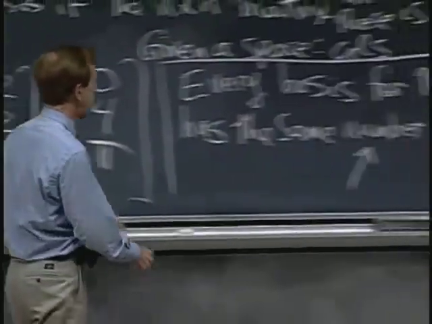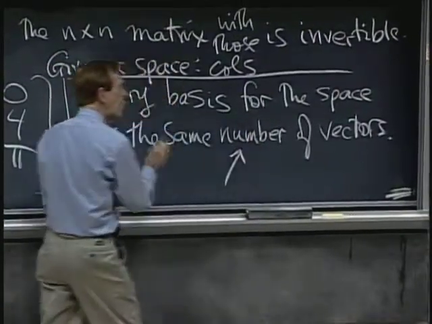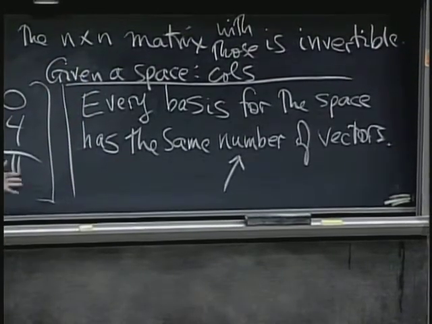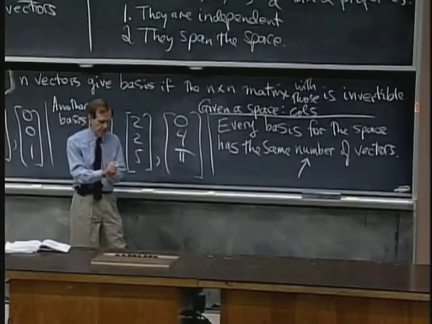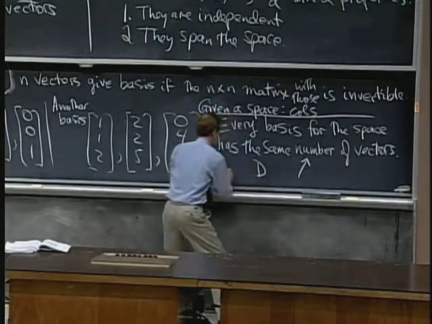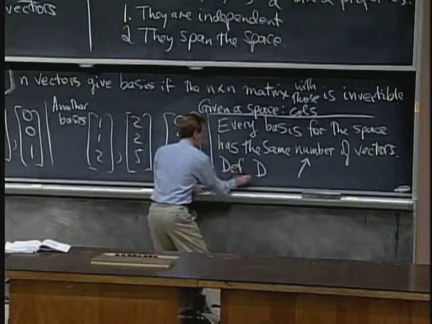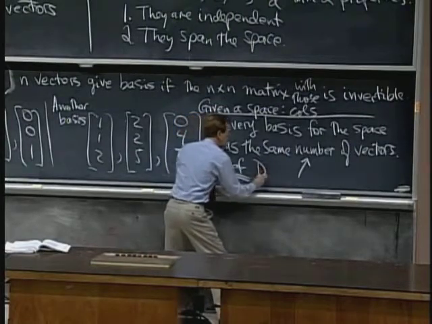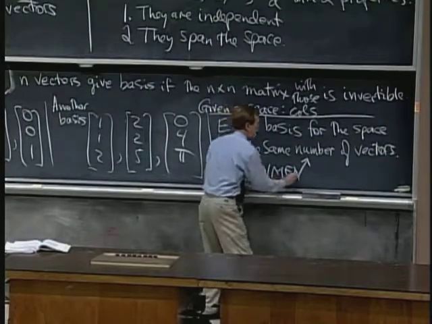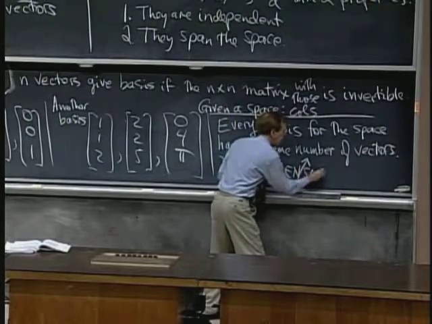So every basis for a space has the same number of vectors in it, not the same vectors, all sorts of bases, but the same number of vectors is always the same, and that number is the dimension. This is a definition now. This number is the dimension of the space.